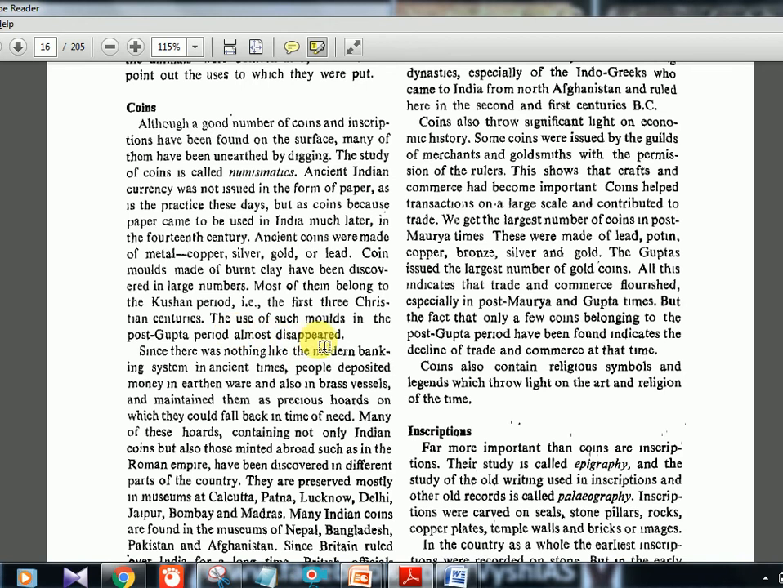So the use of such molds in the post-Gupta period almost disappeared. So after post-Gupta, that is in the 4th AD, 5th AD or something, you can say it is not there. Okay, 4th century AD actually.